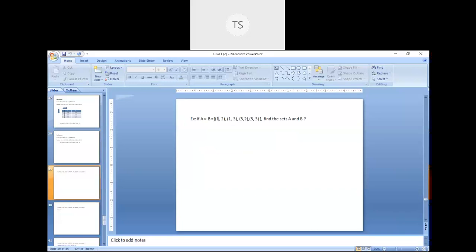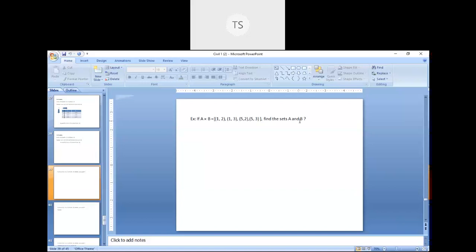Here if A cross B, now see this example is a little bit different. Earlier the elements of the sets were given. Now in this example A cross B, that means the Cartesian product of A and B is given. The elements are 1, 2, 1, 3, 5, 2, 5, 3. Now you have to find the sets A and B.